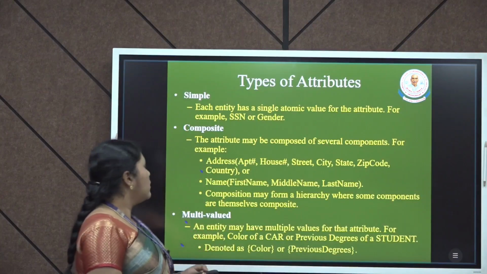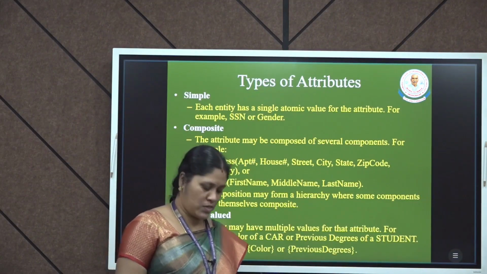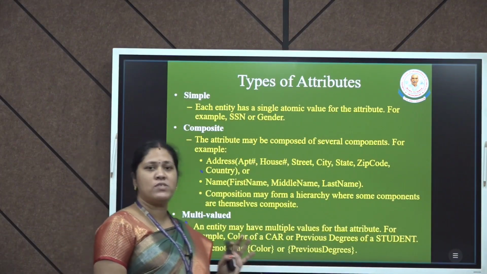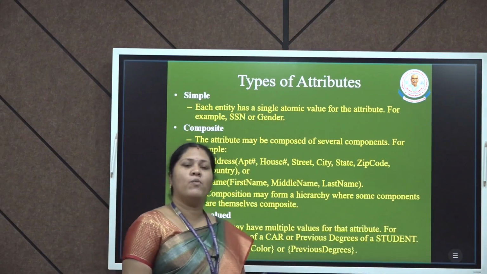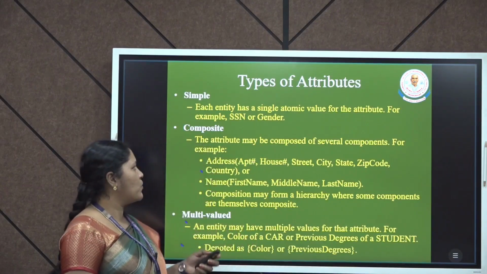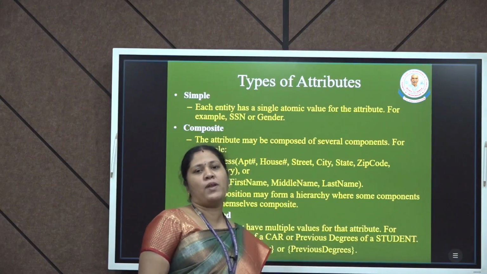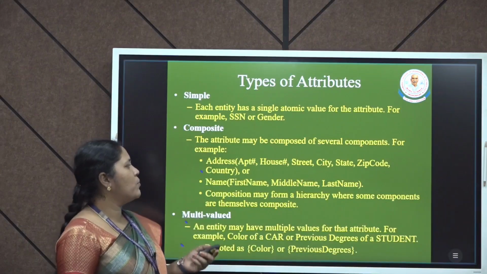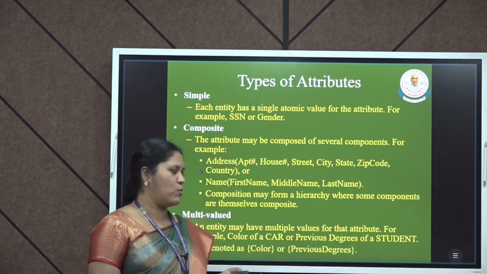Okay, so next is types of attributes. There are three types of attributes. One is the simple attribute, second one is the composite attribute, and third one is the multi-valued attribute. A simple attribute has only one single atomic value. When we consider composite attributes, more than one simple attribute is combined to define an attribute, that is called a composite attribute. For example, an address may be composed of the door number, street number, city, etc. This is an example of a composite attribute, and our name also consists of first name, last name and middle name. This is also an example of a composite attribute.